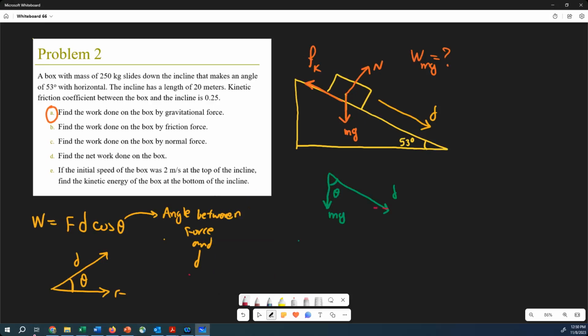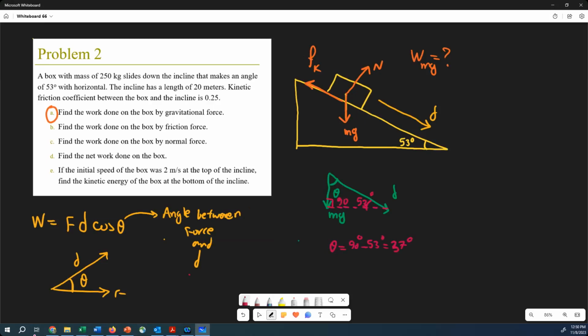I know that this is 53, and this is 90 degrees. So what is this theta going to be? The theta is going to be 90 minus 53. What is 90 minus 53? It's going to be 27 degrees. Makes sense? Or it'd be 37. Oh, 37, sorry. But yes.